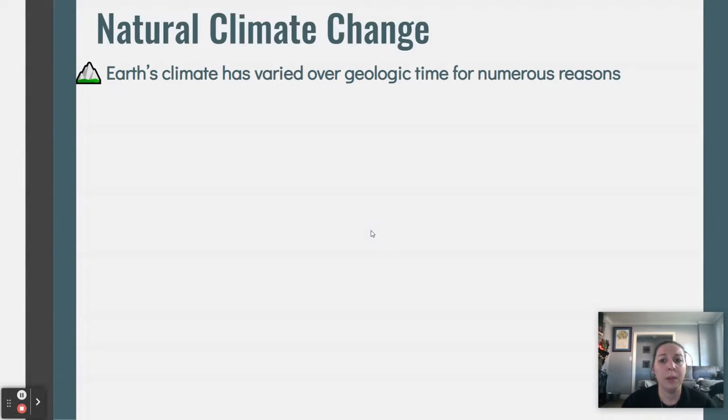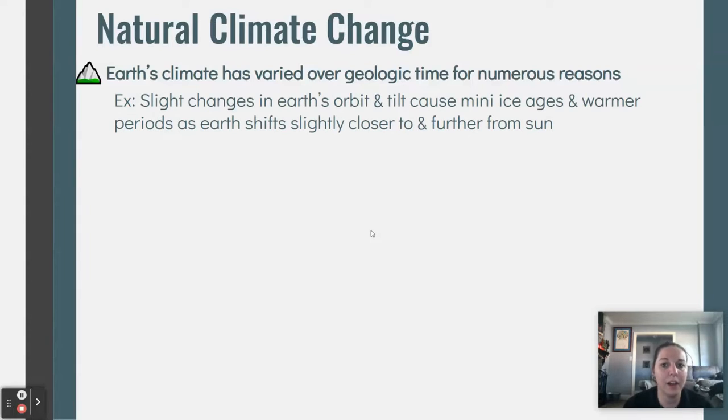So we have this shift in our geologic time frame of our Earth's climate for a lot of different reasons. One reason is going to be the Earth's orbit and tilt. This is going to cause what we call mini ice ages and then warmer periods as the Earth slowly shifts closer to and further from the sun.